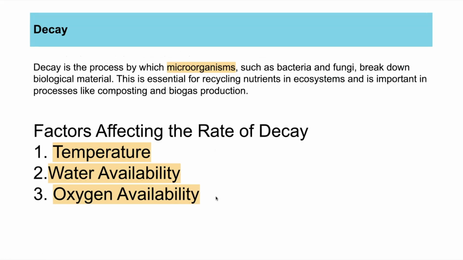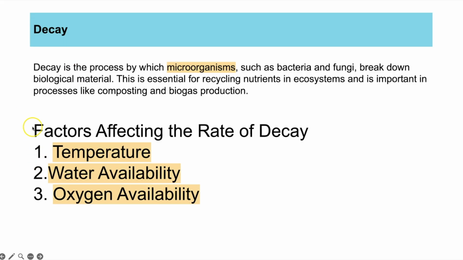Decay links to some of these processes. For example, in the carbon cycle, we said that dead matter and waste can be decomposed and it starts to decay. And this process is done by microorganisms, for example, bacteria and fungi. And they are able to break down those biological molecules to recycle the nutrients.